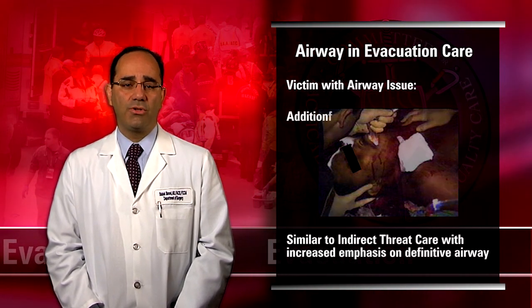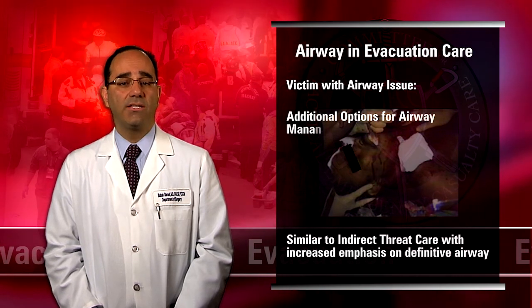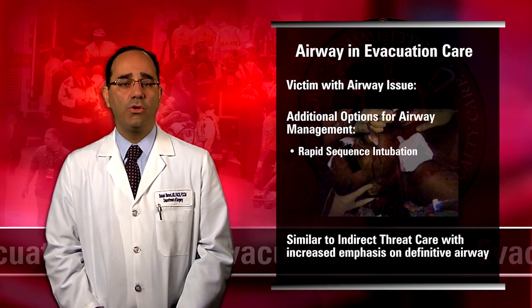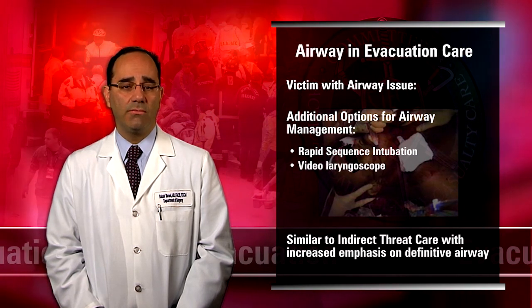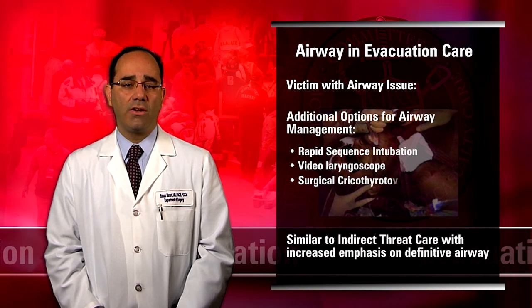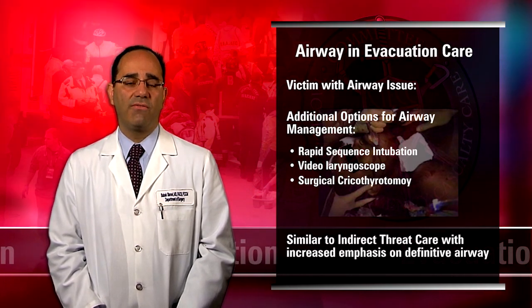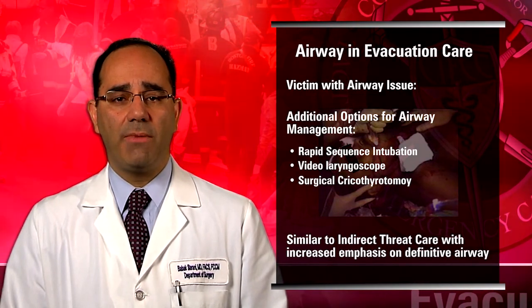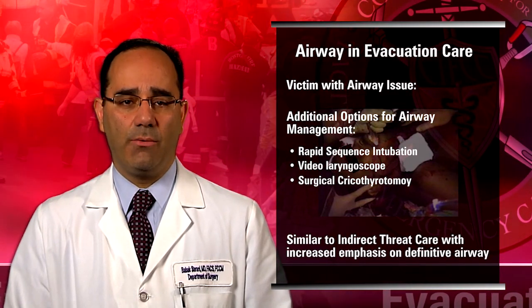You should have options at that point, with additional supplies and personnel. You can consider rapid sequence intubation here or use of video laryngoscopes for intubation. If it is within your protocol and scope, surgical cricothyroidotomy can be performed here for definitive airway management. Mass casualty scenarios make it difficult to maintain and monitor an advanced airway.